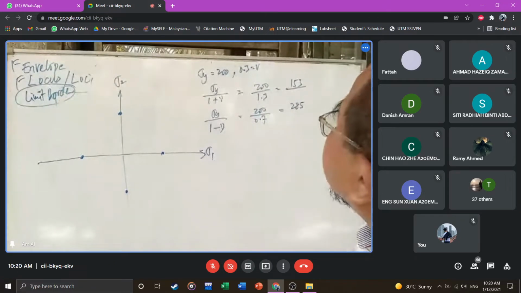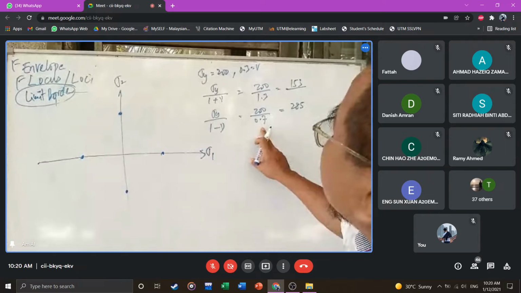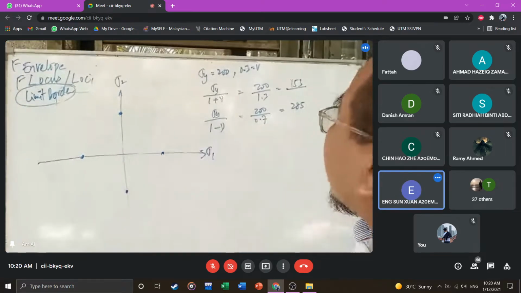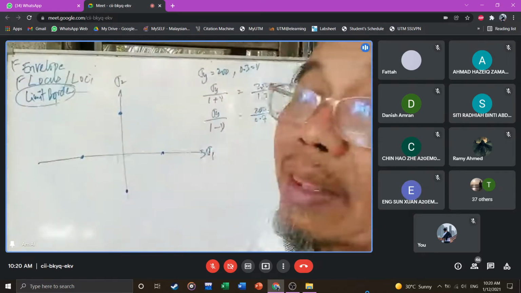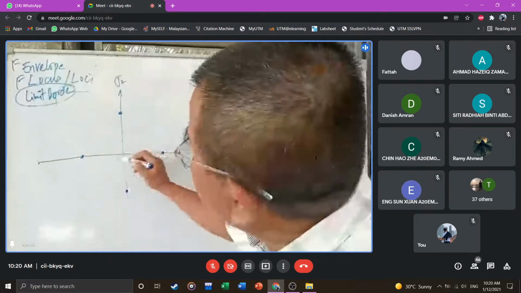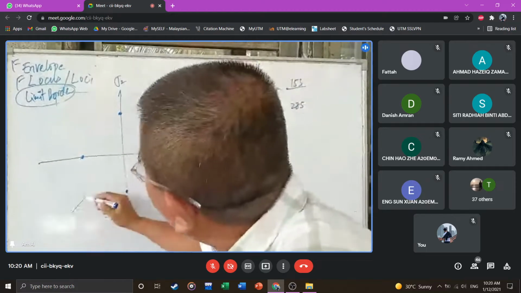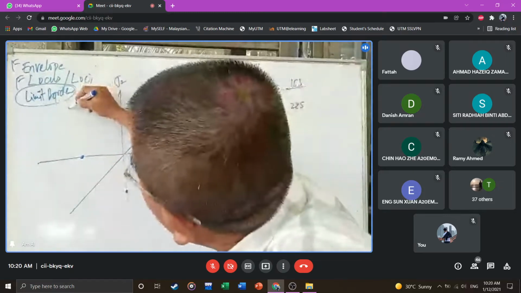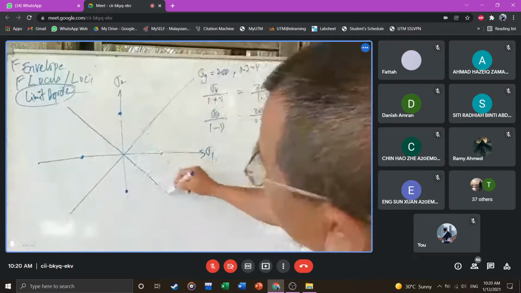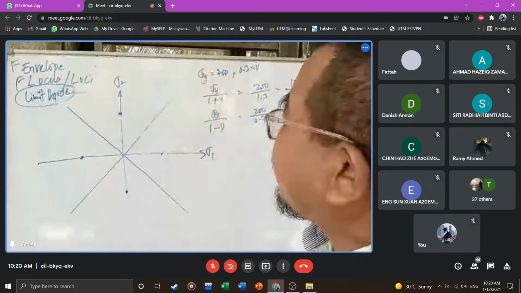285. Are you sure? 285? Yes. Okay. And then what do we do? For this Saint Venant method, draw a 45 degree line there. Here, you draw a 45 degree straight line there. This is the next step.